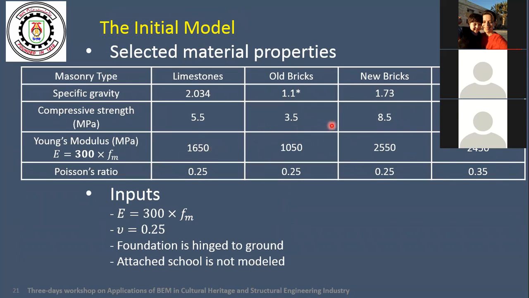And then we looked at the values that were in textbooks and codes and found discrepancies. So we got started with a model, and then we said we will upgrade it later. The start of the model we had assumed E300 FM, mu 0.25. We assumed the foundation as hinged to the ground, and there was a big wall actually attached to the mausoleum. So in our initial modeling, we ignored that wall.